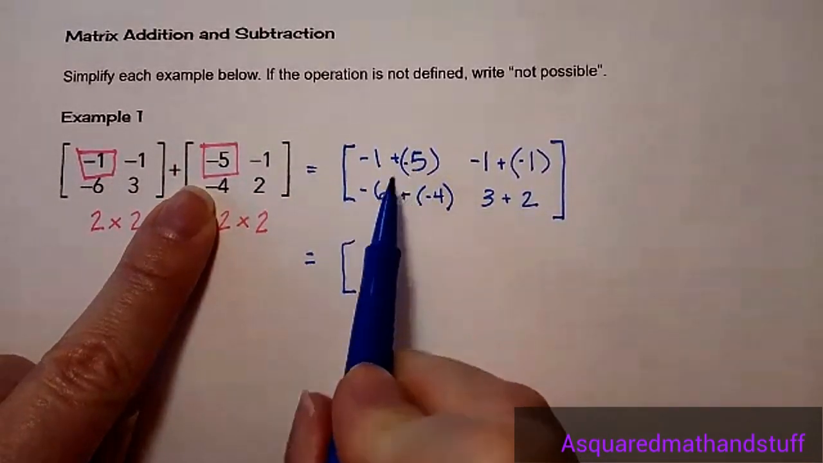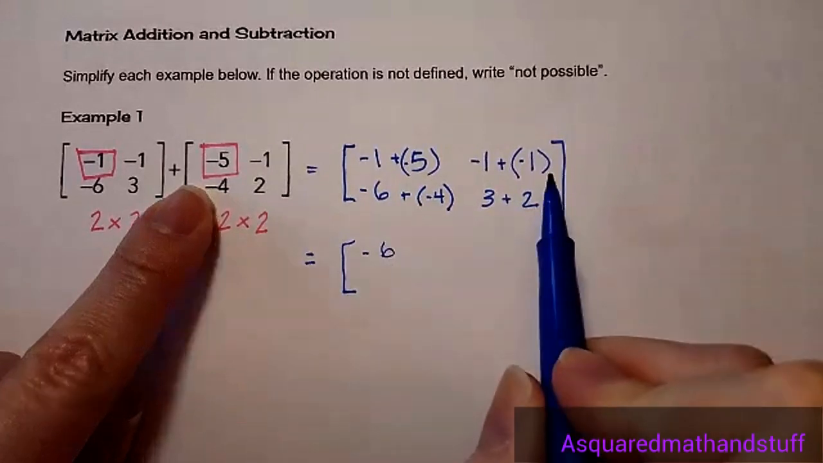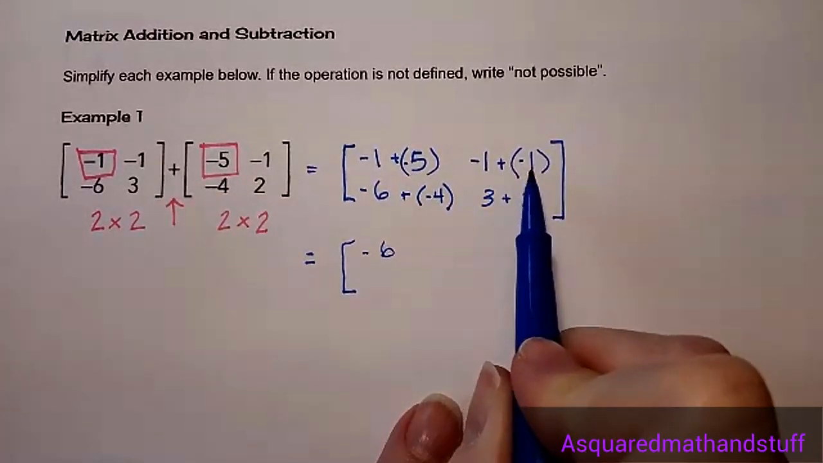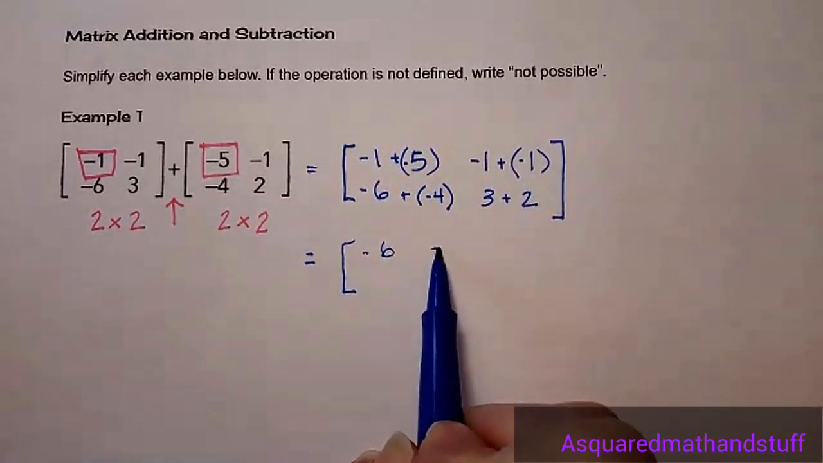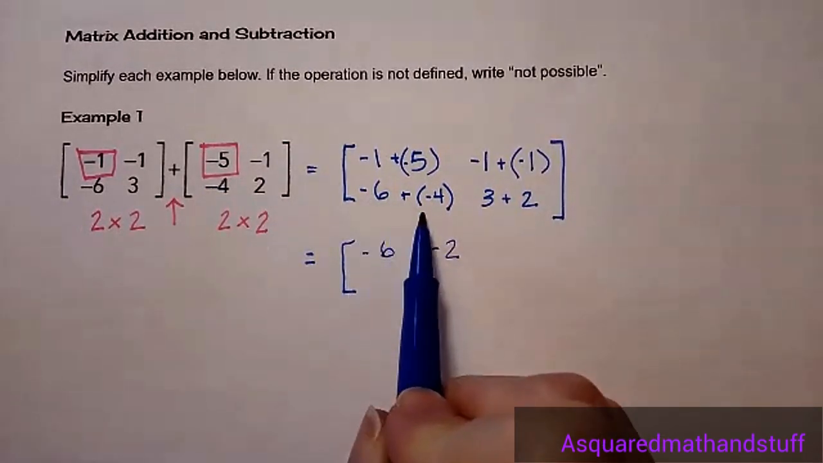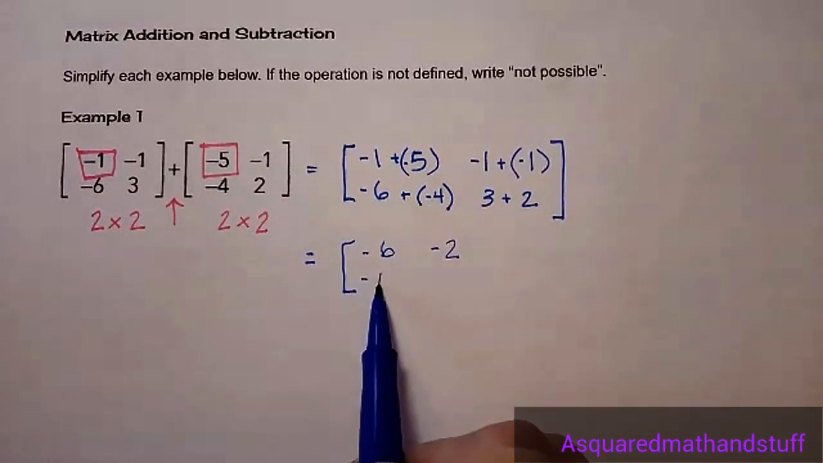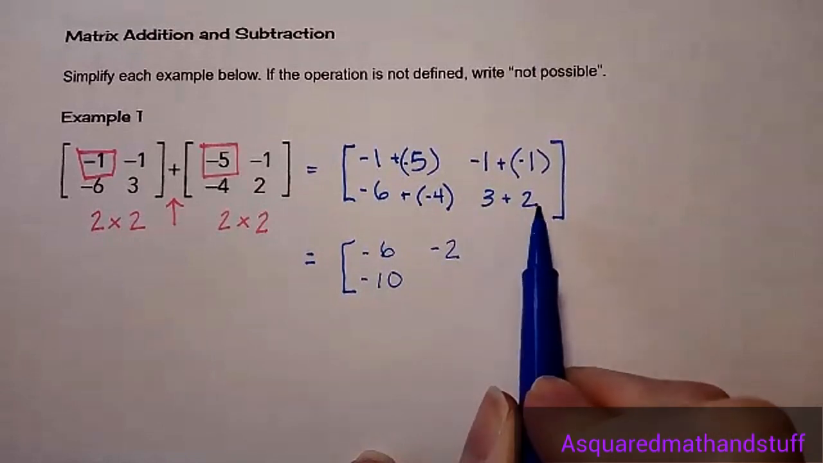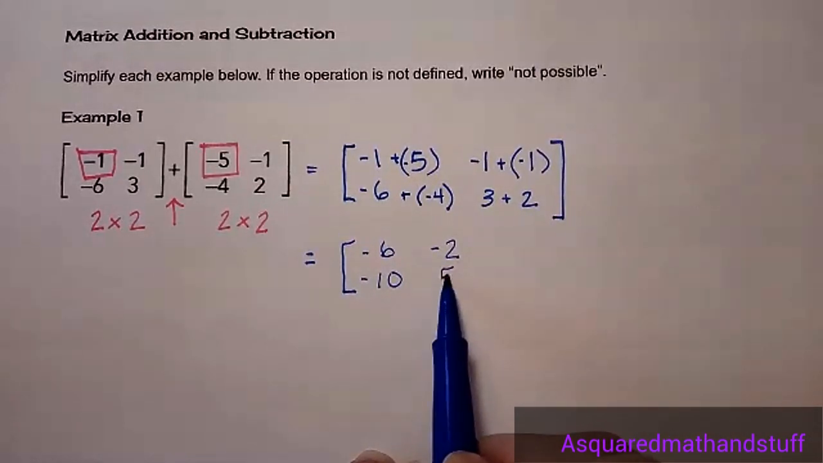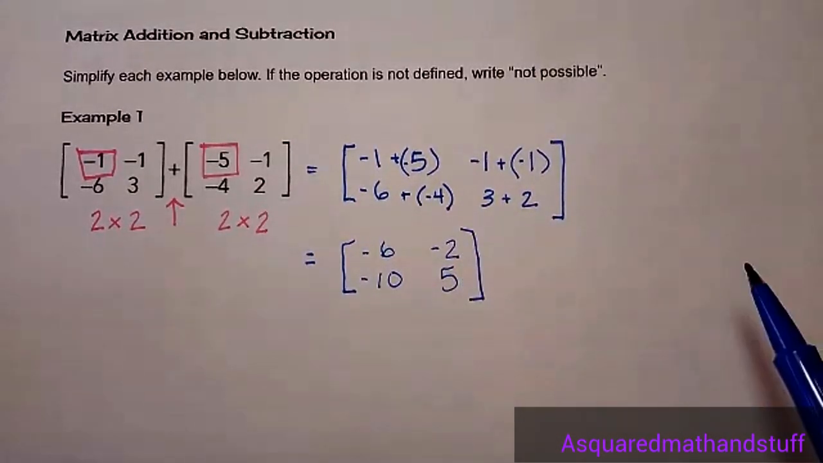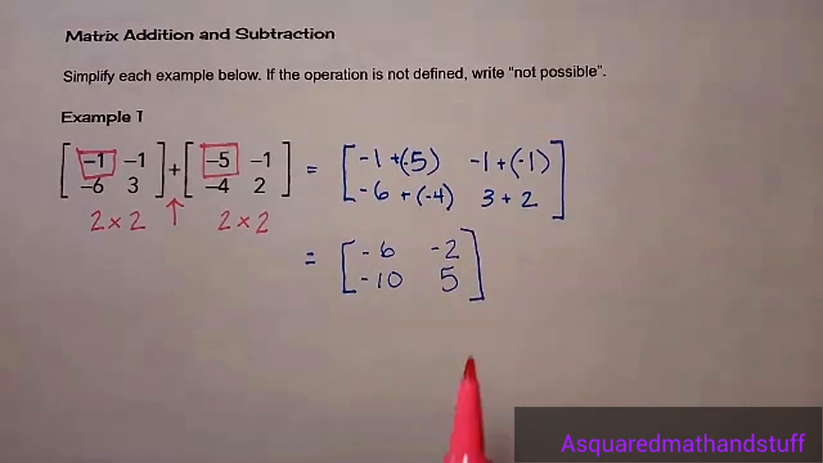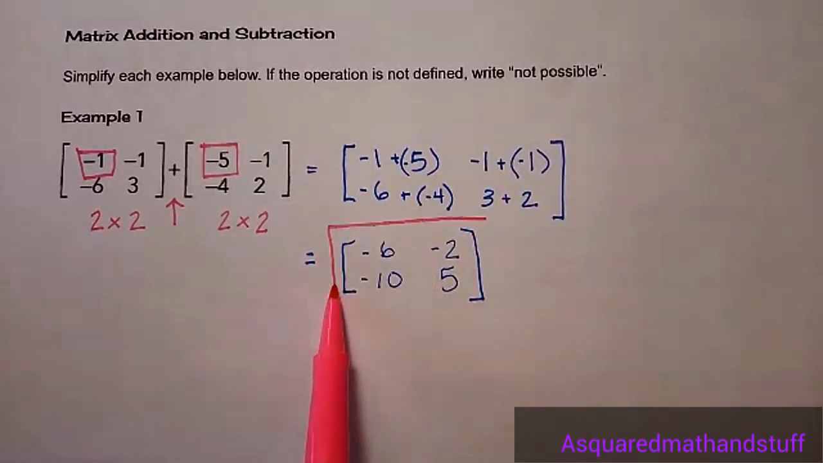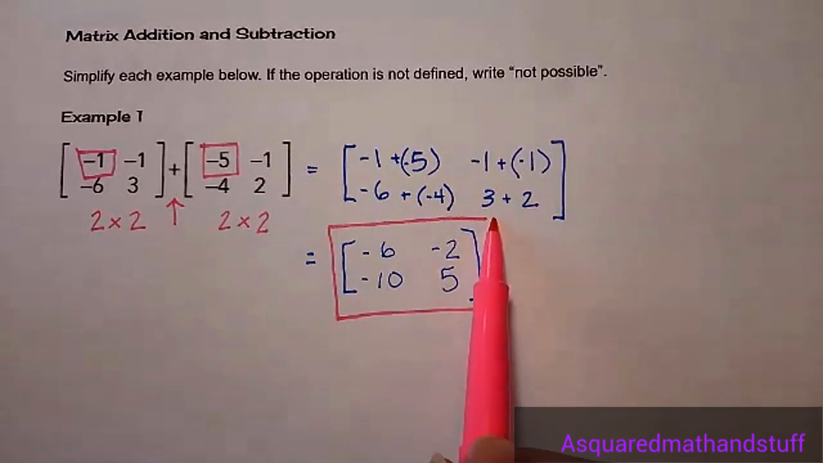-1 plus a -5 gives us -6. -1 plus a -1 gives us -2. -6 plus -4 is -10. And then lastly here, we have a 3 plus a 2 gives us +5. So that is the final answer for this first example here when we add 2 by 2s together.